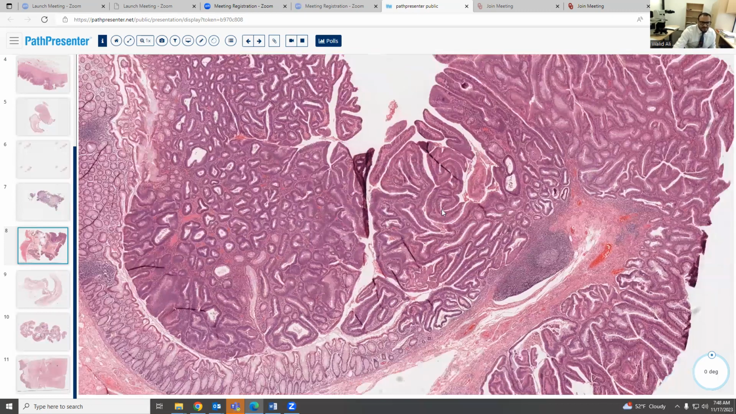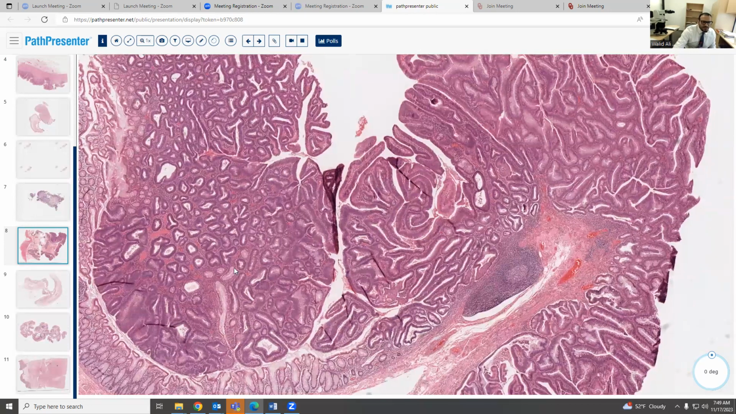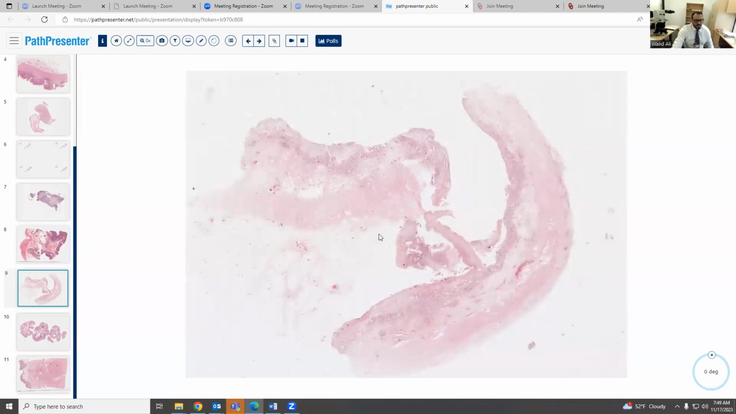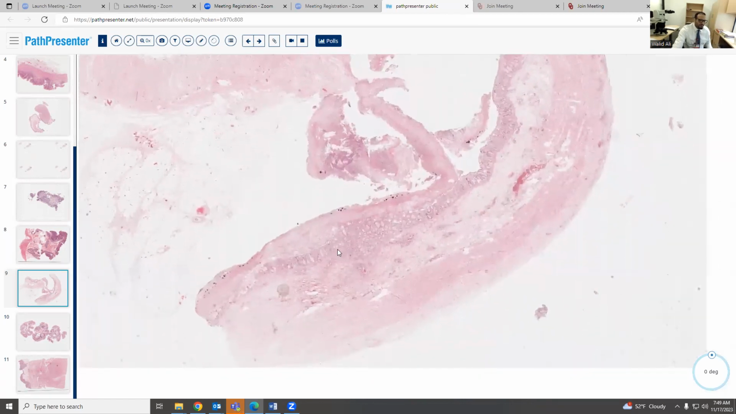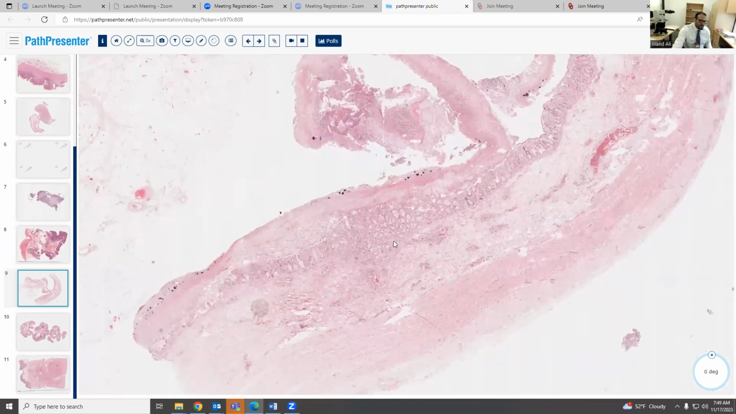I'm sure everyone in practice will see tubular adenoma or tubulovillous at least, maybe every day, especially tubular adenoma. And then here we can now discuss this case. These sections are also common and very important to know about.